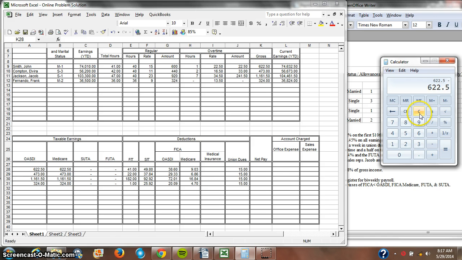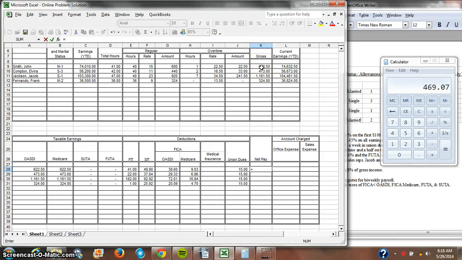$622.50 minus 41 minus 49.8 minus 38.60 minus $9.03 and minus his union dues. It's going to be $469.07. So let me calculate that using the spreadsheet. That one minus that one minus that one minus that one minus that one and minus that one.